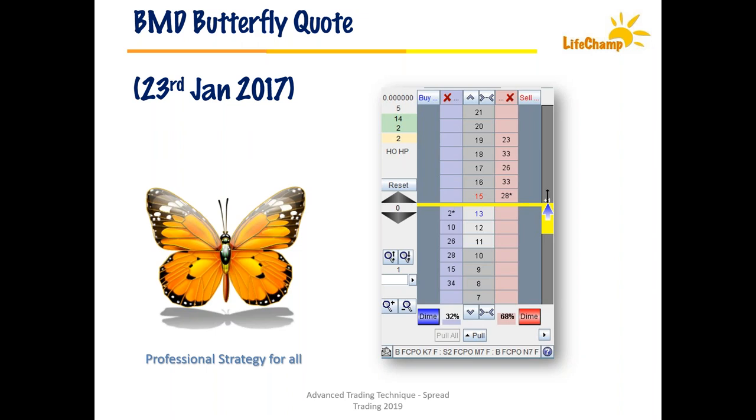Okay, so the next question is, can we have an example of a spread strategy?